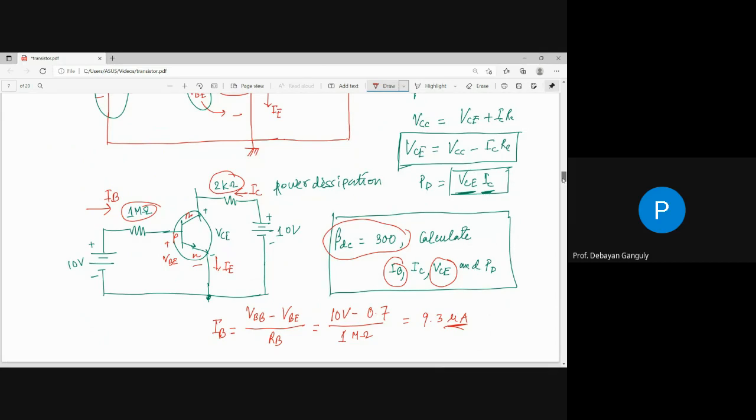That means you have to fix the VCE and then increase the input voltage with respect to the input current. So you just imagine the thing. We are increasing the input voltage, that is VBE, and how the input current IB will behave when you fix the output voltage.